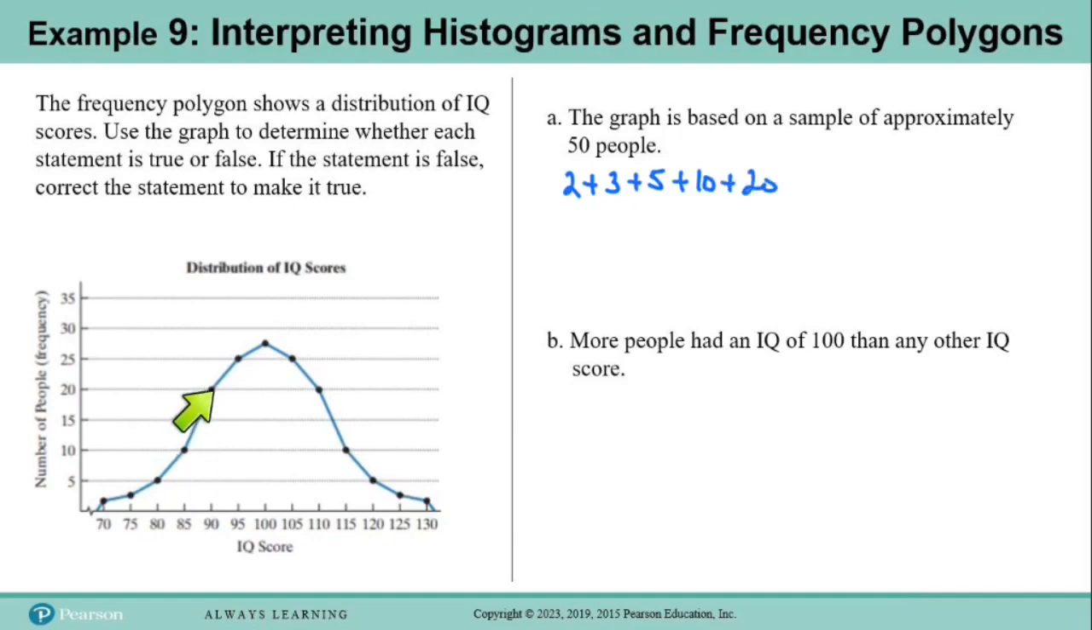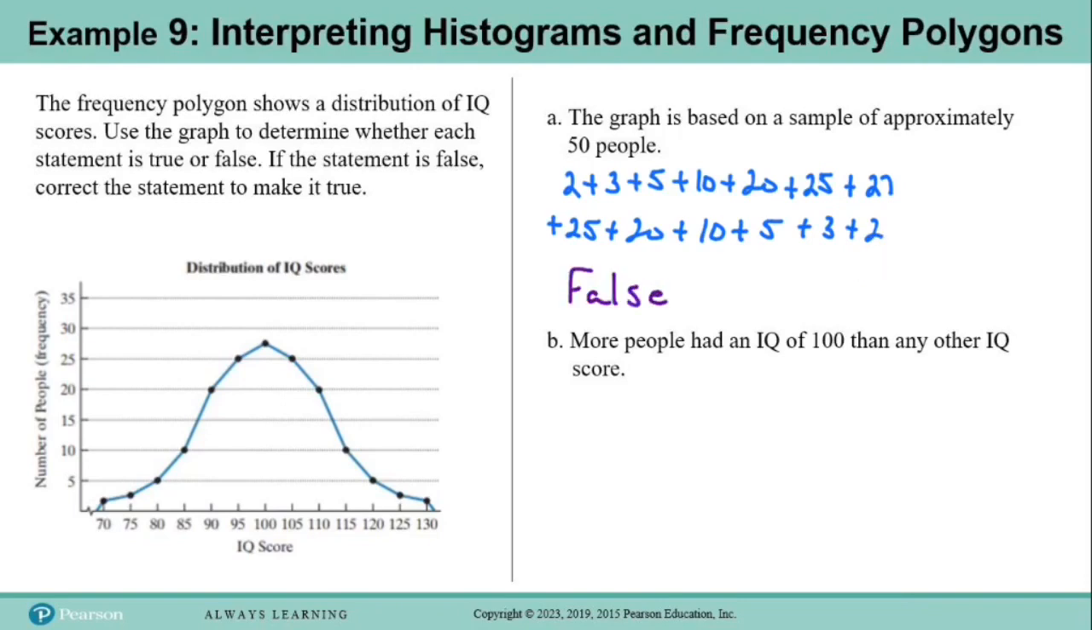And so we'll add 20. The next one is 25. The next one is somewhere between 25 and 30. I'm going to say 27. And then another 25 and 20 and so on back down to the last class. And these two look like the first two, so I'm going to say plus 3 plus 2 on the end. Now if you add all of these numbers up, it comes out to about 157. So it's not correct to say that the graph is based on approximately 50 people. We counted at least 157 here.